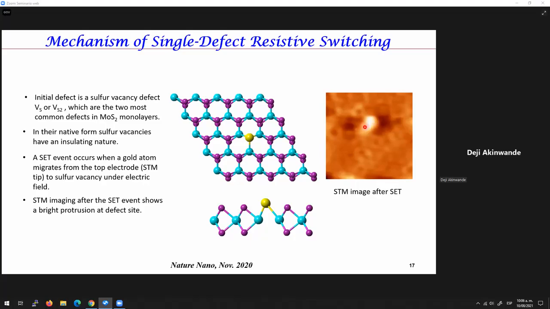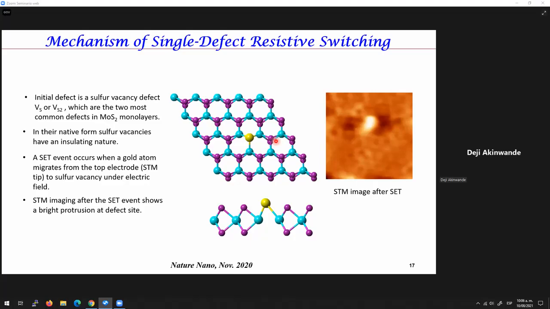This bright spot here, further analysis indicates that this is most likely a gold ion. The dimensions are consistent with what one would expect of a gold ion, which is what the STM tips in this experiment are made of. So then this is for the set process.